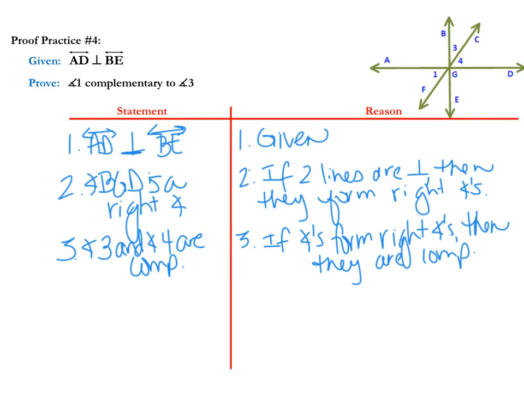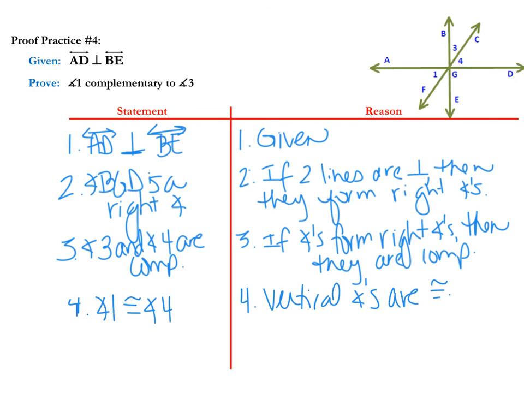All right, so we're getting closer. So now we've worked with angles 3 and 4, but we still need to incorporate angle 1 somehow. So how do we do that? Well, look at your diagram. Angle 1 has a relationship with angle 4. That is, they are vertical angles. And what do we know about vertical angles? They're congruent. So vertical angles are congruent.